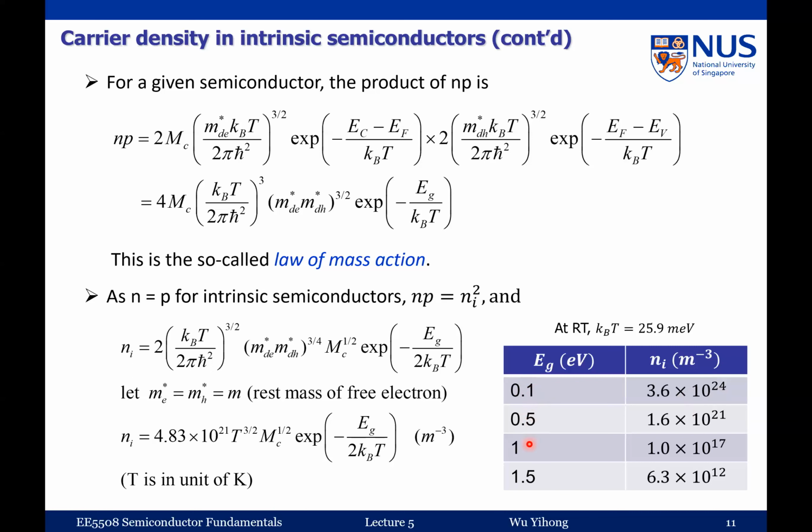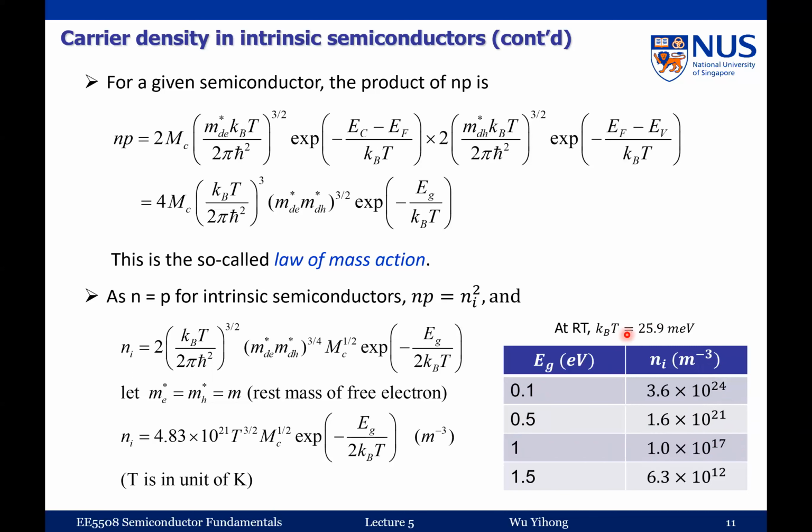Then we increase the band gap, for example, to 1, which is quite close to silicon. And then you get 10 to the power 17, which is a very small number, right? Remember, for copper, this will be 28. This is an 11 order difference. However, you can control this by changing the temperature. So we increase the temperature to a high value, and of course this will increase.